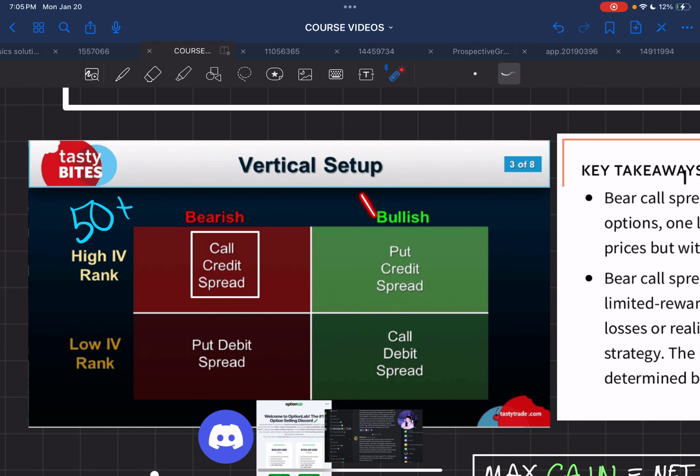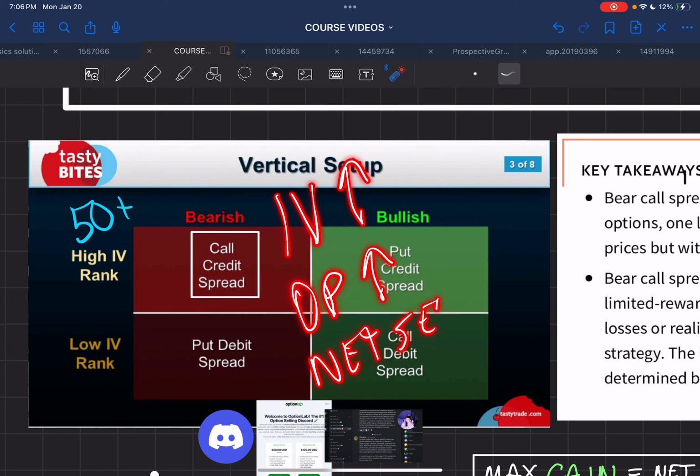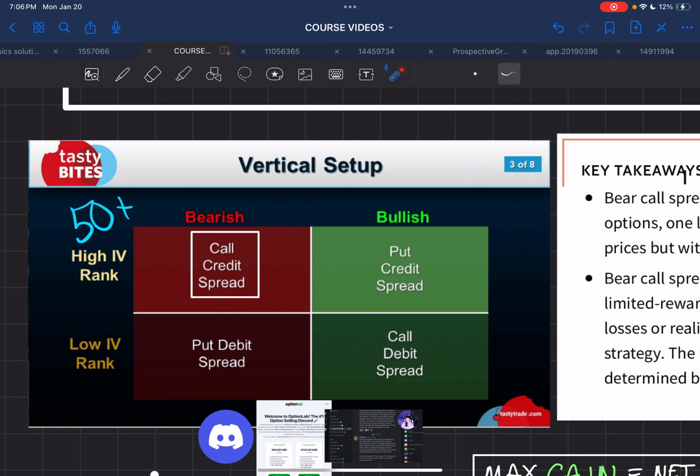Okay, so let's start with when is the best time and under what conditions do we want to enter the bear call credit spread. So number one, and most obviously, we want to be bearish on the stock, right? Number two is we want to look at IV rank. So if you're a total beginner, you need to understand this relationship. When IV is high, option premium is high, and since we're a net seller, that means we collect a higher premium for entering that trade.